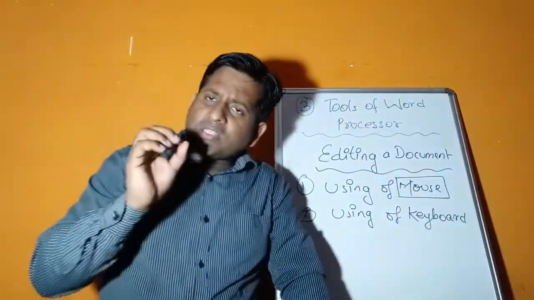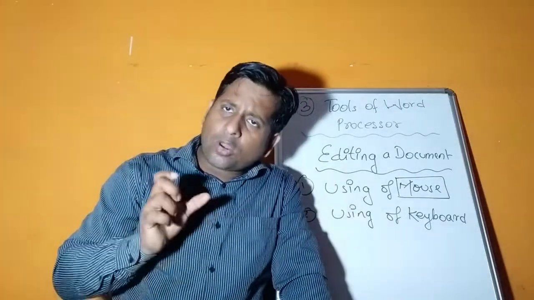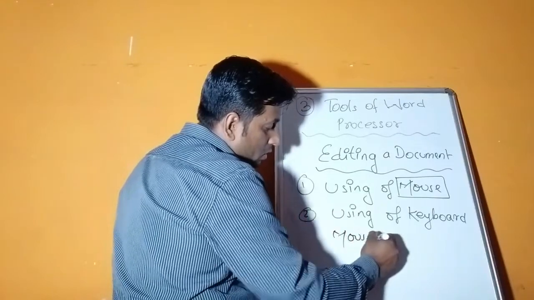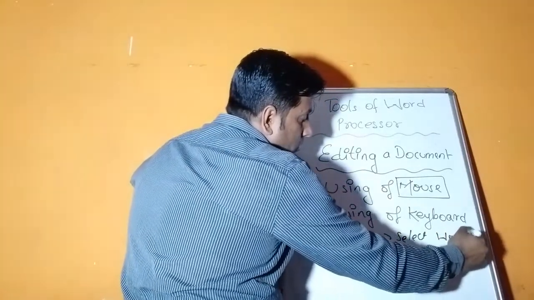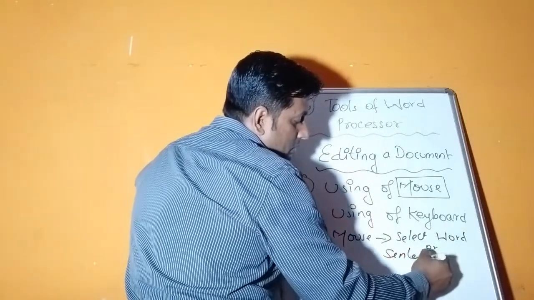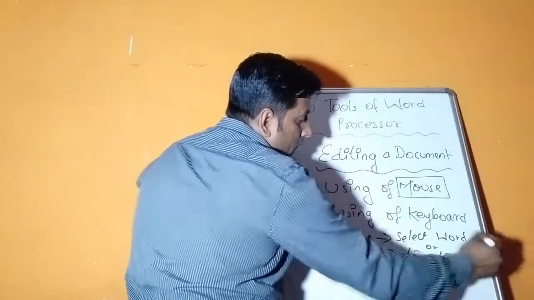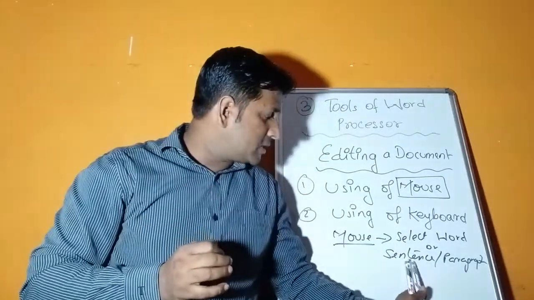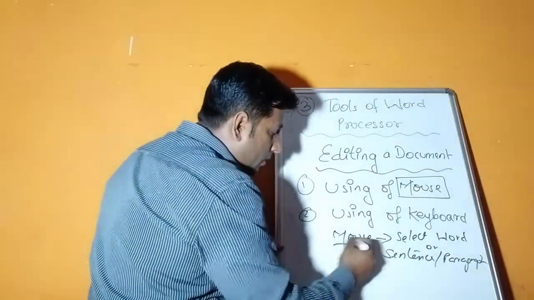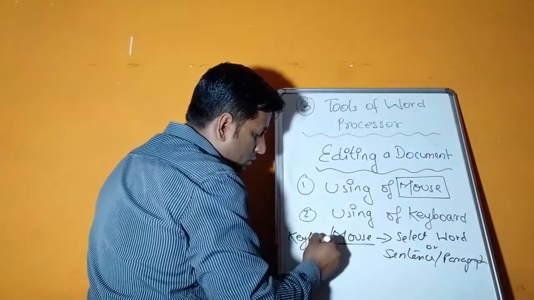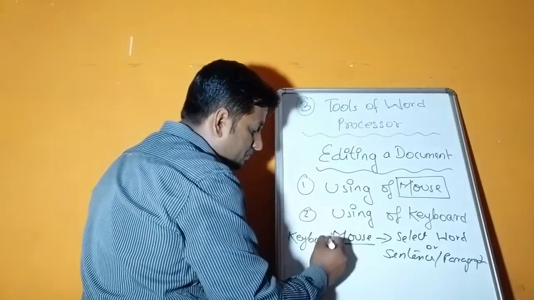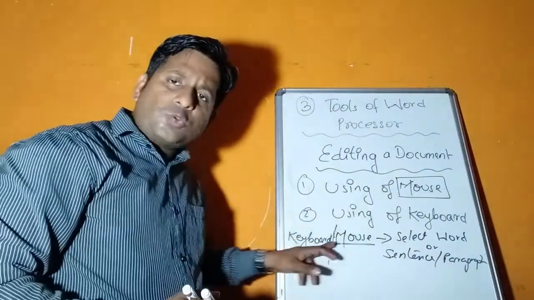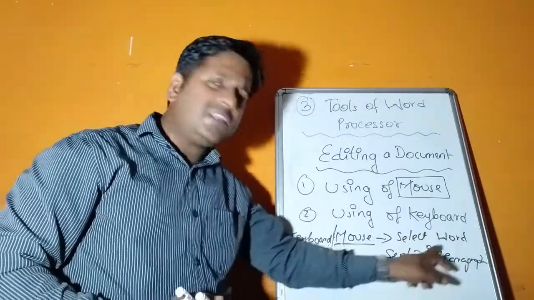Suppose you're using a mouse, then you can select a single word, a sentence or a paragraph. So using a mouse, we can select a word or sentence or paragraph. There is a different way of selecting a word as well as a sentence or paragraph. The same technique can be used for the keyboard also. So we can use keyboard as well as mouse for selection of word as well as sentence or paragraph.